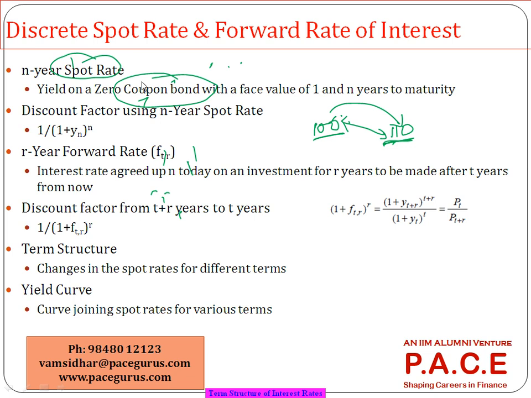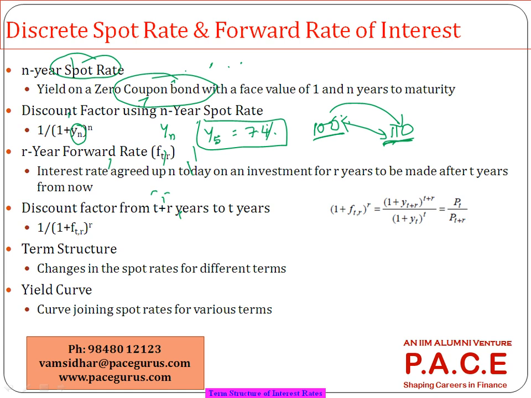If you know the N-year spot rate yn, if yn is equal to the 5-year spot rate, or probably if someone says y5 equal to 7.4%, then it is nothing but a 5-year spot rate equal to 7.4%. Now that you know the 5-year spot rate is 7.4%, you can find out the discount factor for each period, so that you can discount the cash flow of that particular period using this discounting factor.